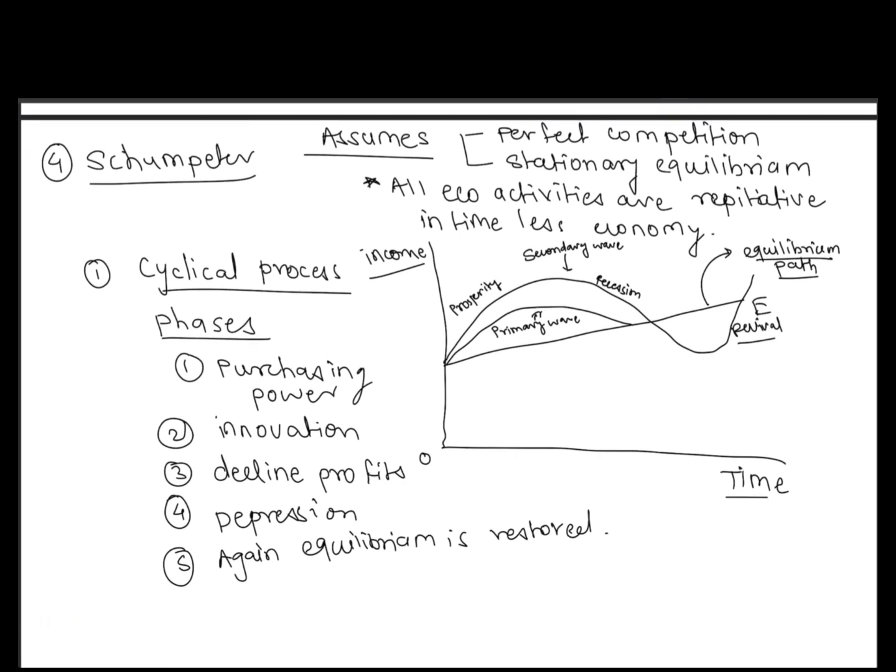So let's move on to the fourth one, which is Schumpeterian theory. He assumes perfect competition and stationary equilibrium, where there won't be any profits, no interest rates, no savings, no investment, and no involuntary unemployment. That is, no one is unemployed just because there is no work. Everybody gets work, as he is assuming, and all economic activities are repetitive in a timeless economy.